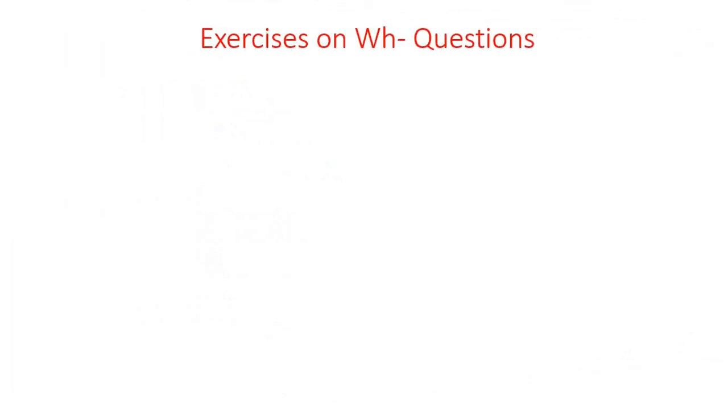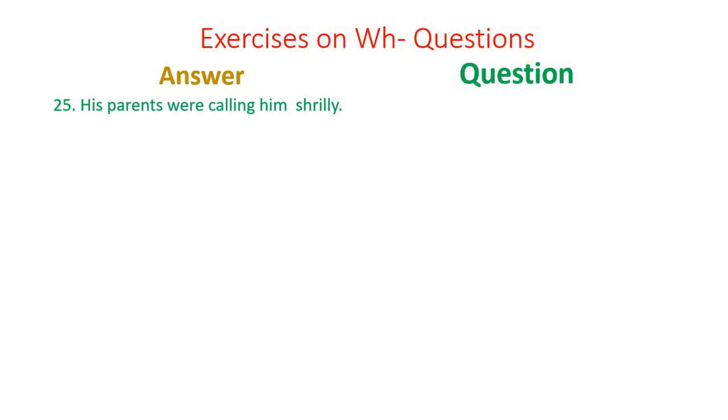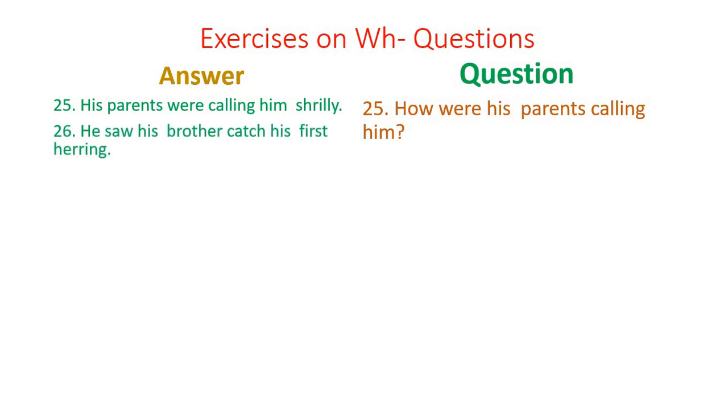Now the next, some more exercises. His parents were calling him shrilly. And on the basis of this sentence, the question is, how were his parents calling him? Next, he saw his brother catch his first herring. And the question is, what did he say?